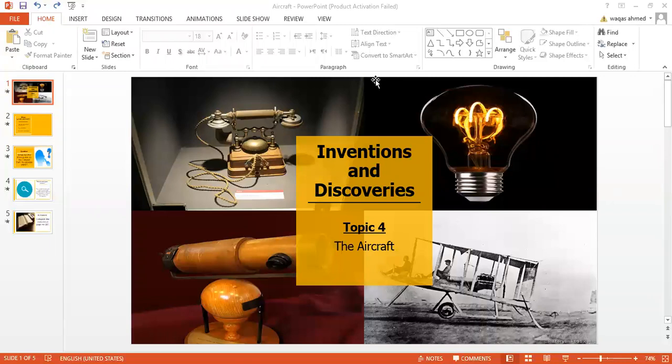The chapter which was continued was inventions and discoveries. In the previous topic, we discussed the camera, and today we are going to discuss the next one. Wait, boys, wait. Right now we have SST5F. As you can see, we are now on the topic of aircraft. So we'll be learning about it. First of all, please go to your books, take out page number 102, and start reading.